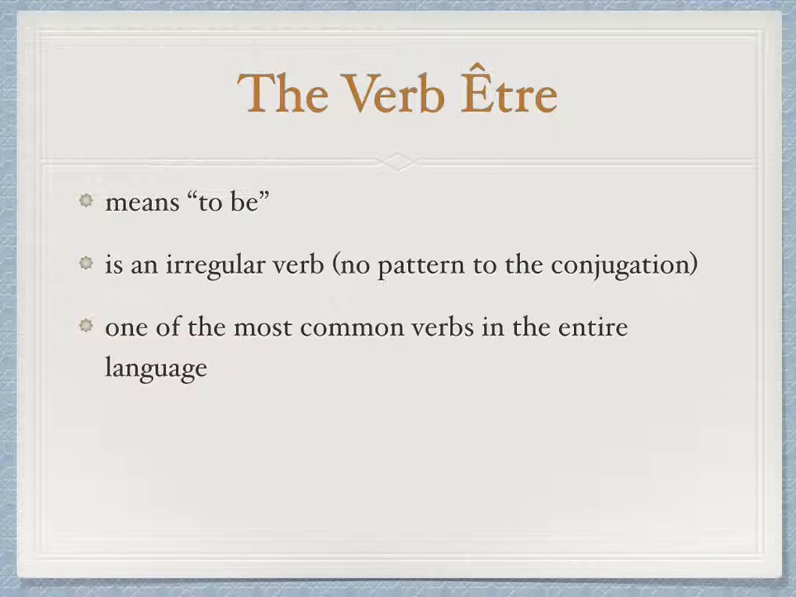However, it is, of course, one of the most common verbs in the entire language. If you think about how many times during a day you say things like I am or she is, it should be fairly obvious. So this is definitely a verb that we want to know backwards and forwards. You want to get it super fast and super easy.